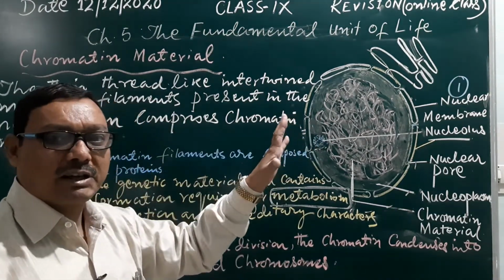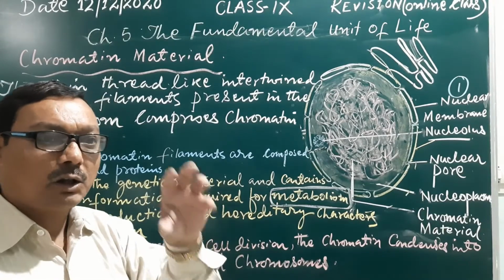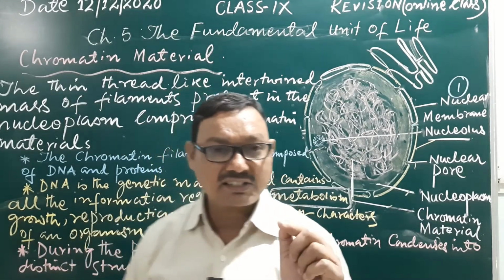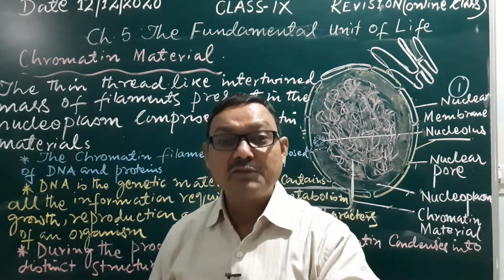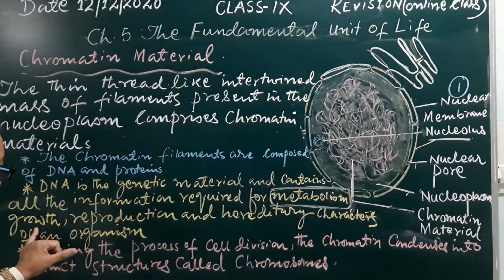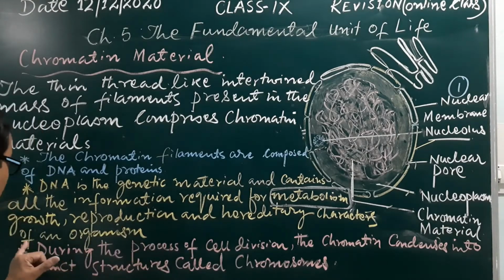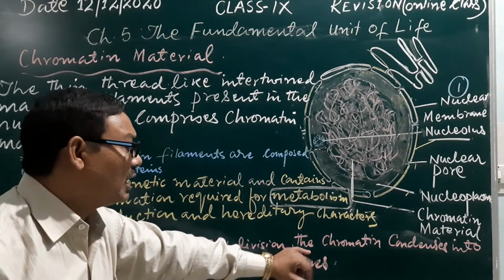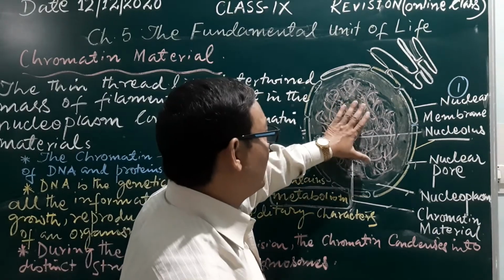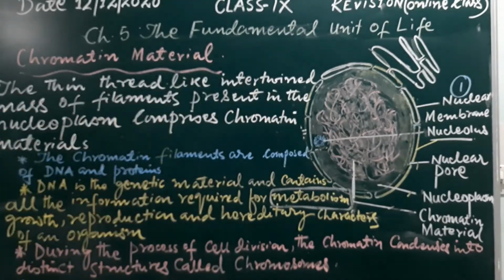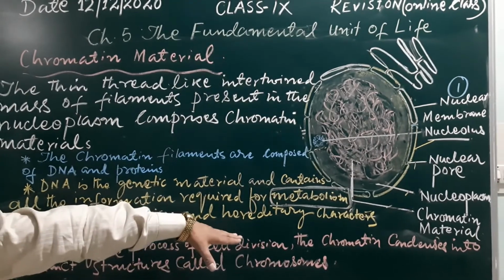All the biochemical reactions occurring within the cell, bio meaning life and chemical reactions, are the metabolism, along with growth, reproduction and hereditary characters of an organism. This is the second important point in regard to the nucleus. The third important point: during cell division, the chromatin material condenses into distinct structures called chromosomes.